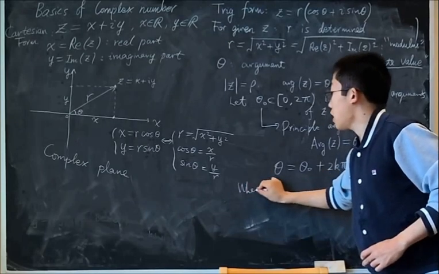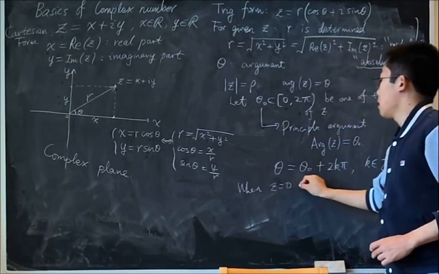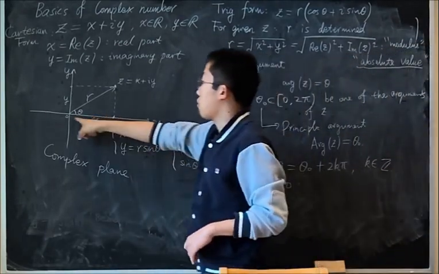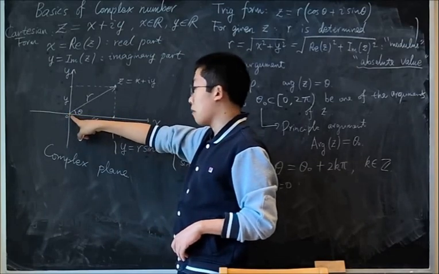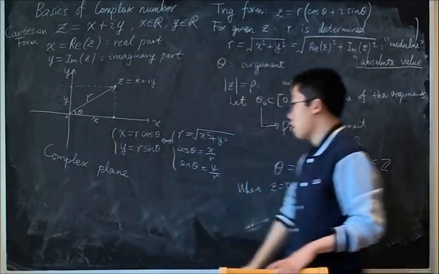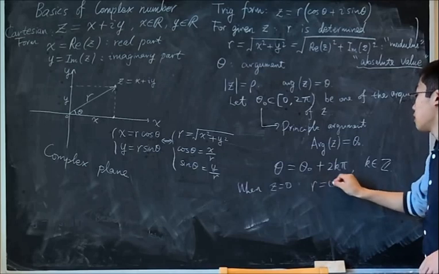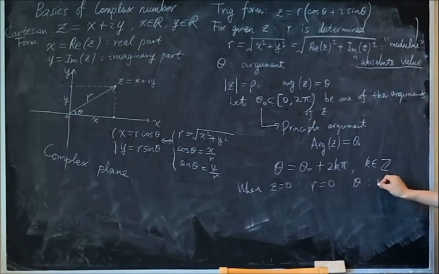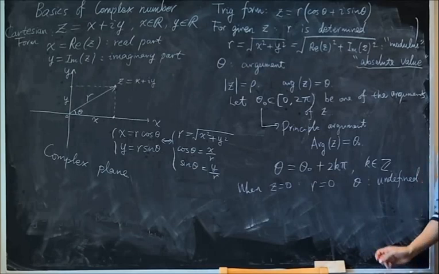When this z is 0, if I just put my complex number right at the origin, there's obviously no definition for the angle theta. So R is obviously 0, and theta I would say is undefined. We don't talk about the argument for 0.